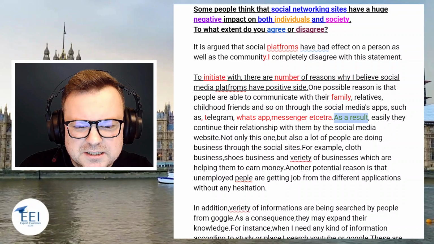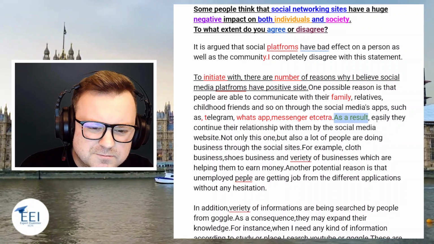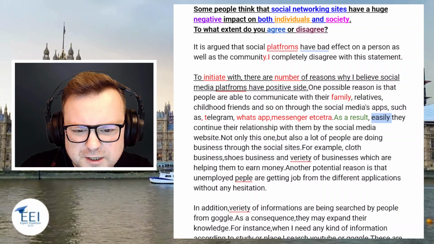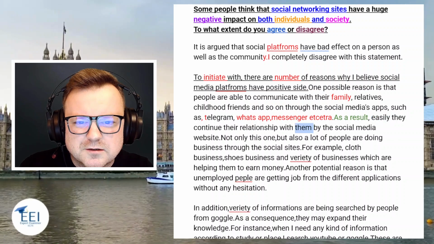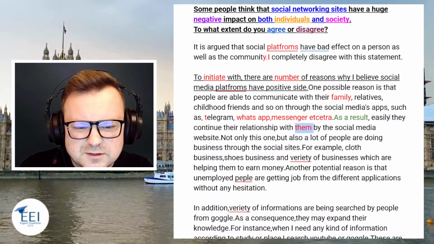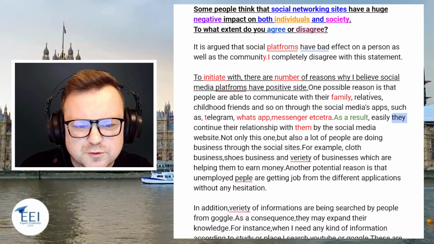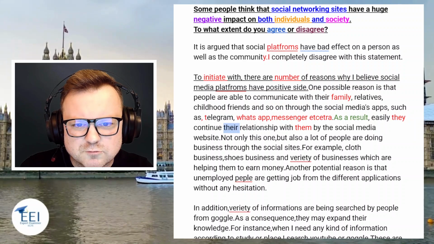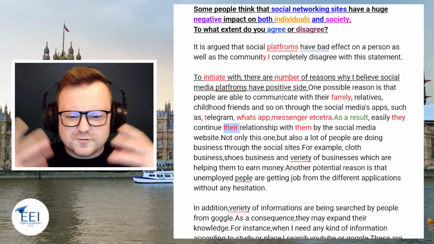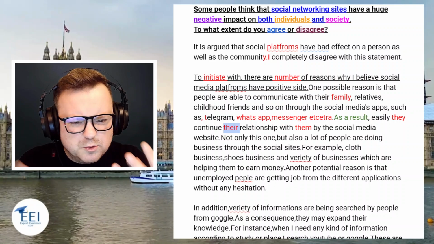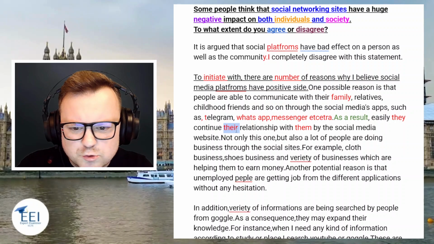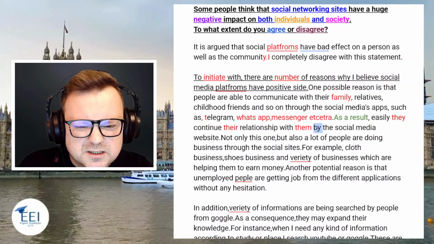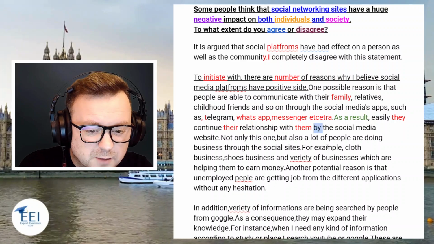Okay, as a result, easily they continue. Strange word order. Easily they continue their relationship with them. It's not really clear who these pronouns refer to. They. Who is they? They continue their relationship with them. It's a lot of ambiguity here. Who is this they? Continue whose relationship with them? Who is them? By the social media, maybe through the social media, with the help of the social media.